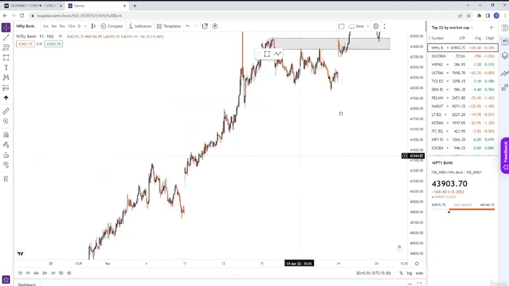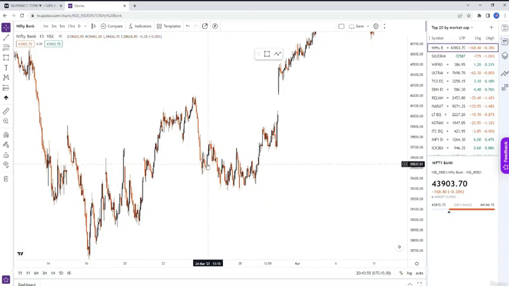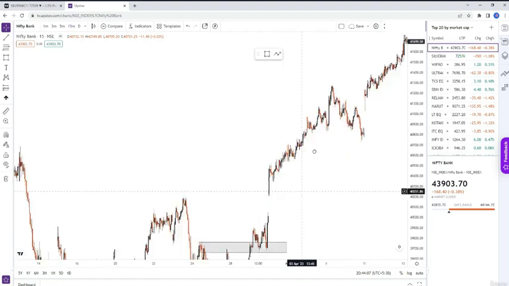Okay, let me show you some more examples. If we have in the chart, here you see, this is the whole area where we have multiple tests: one time rejection, two time rejection, three time rejection. And when it broke and retested, you see boom, there is a rally.